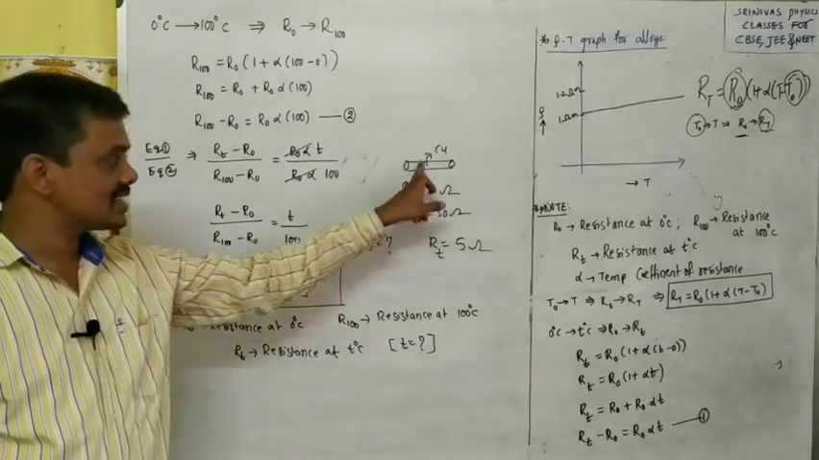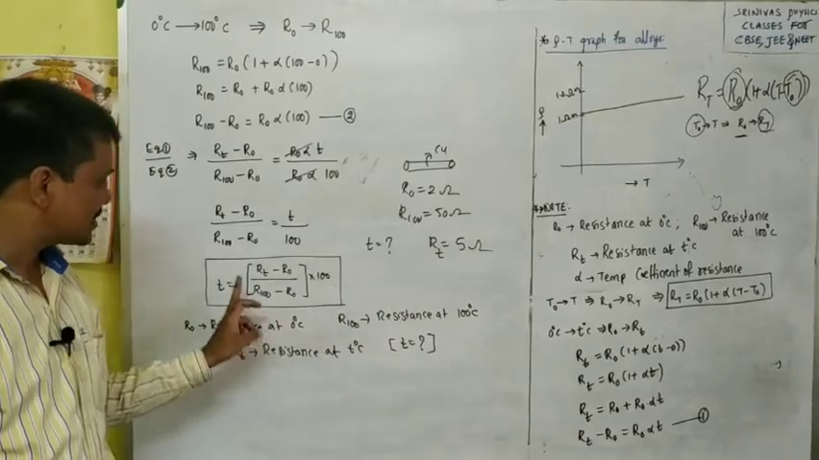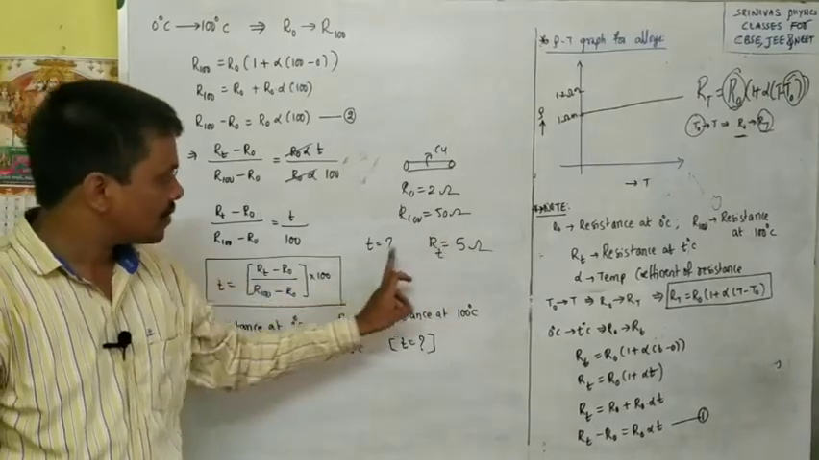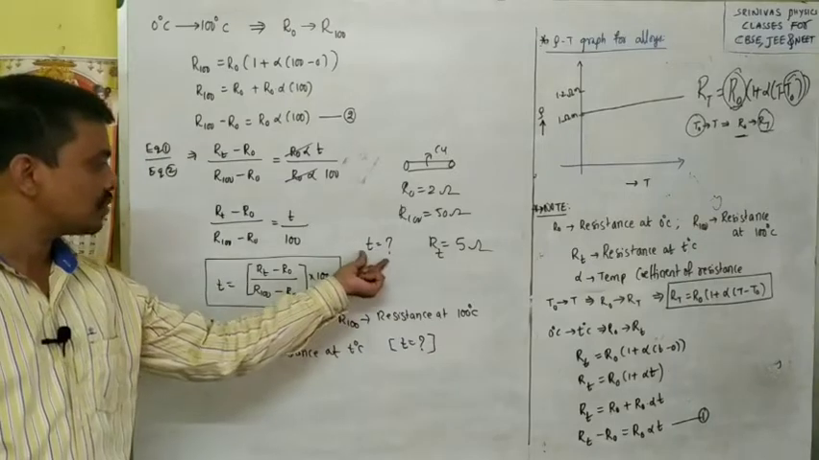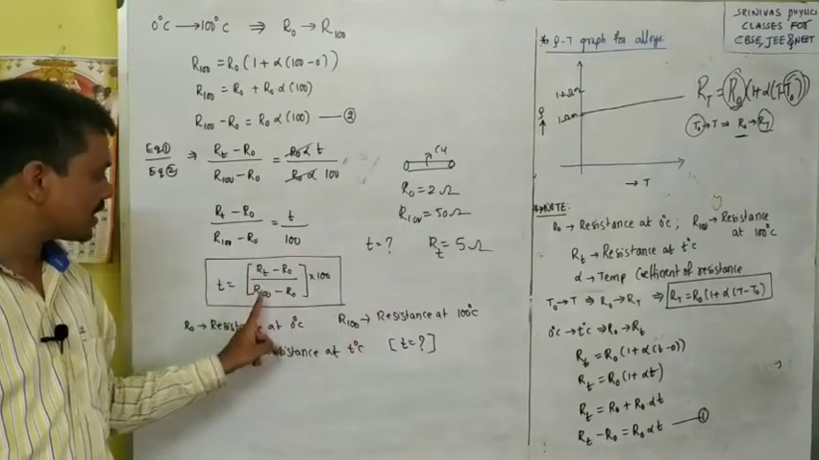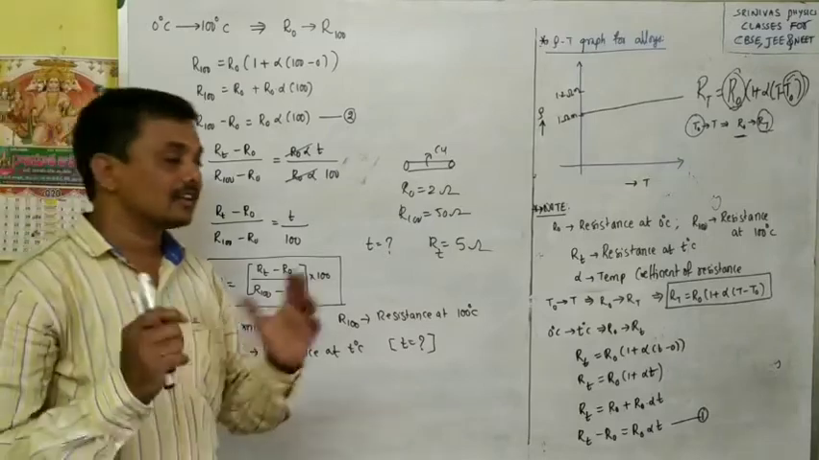At 0 degrees Celsius they give the copper resistance. At 100 degrees Celsius they gave the resistance. Okay. And now at what temperature is the resistance 5 ohm? This T we have to find out. RT they gave, R0 they gave, R100 they gave. This is an interesting formula. Okay, I will tell this formula derivation.